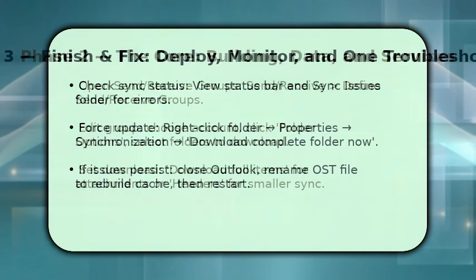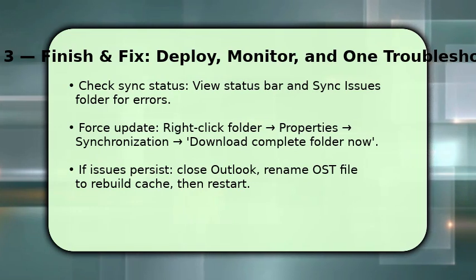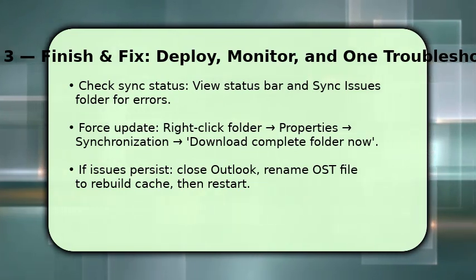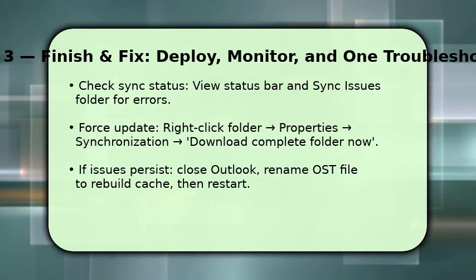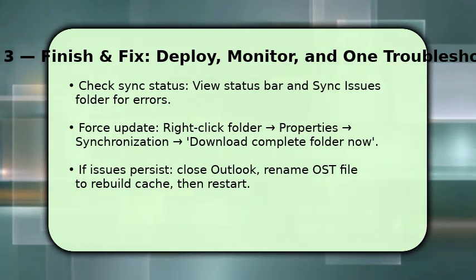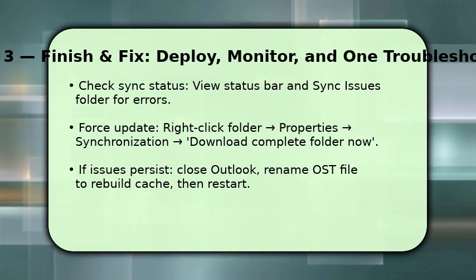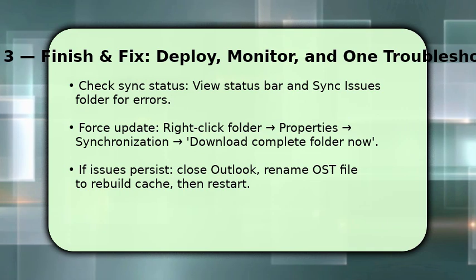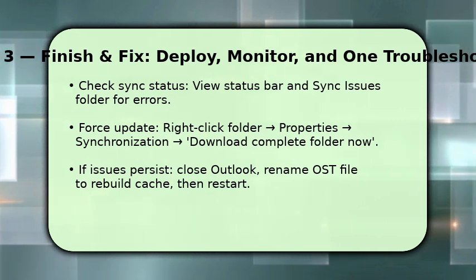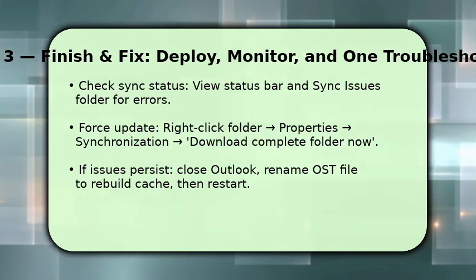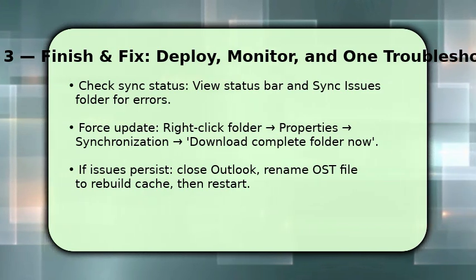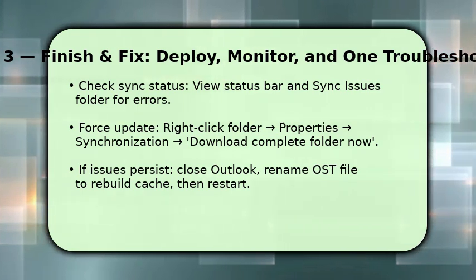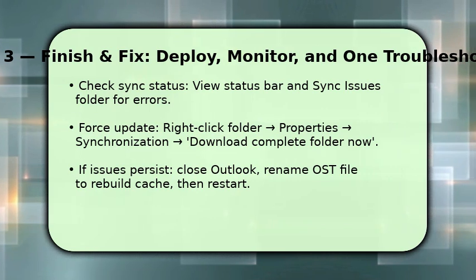Finally, verify that synchronization completed and fix any errors. Look at the status bar for Connected and open the Sync Issues folder to inspect problems. You can force a folder refresh by right-clicking the folder, Properties > Synchronization, and choosing to download items now. If syncing still fails, close Outlook and rename the OST file to force a full rebuild on next start. This clears corruption and re-downloads everything.